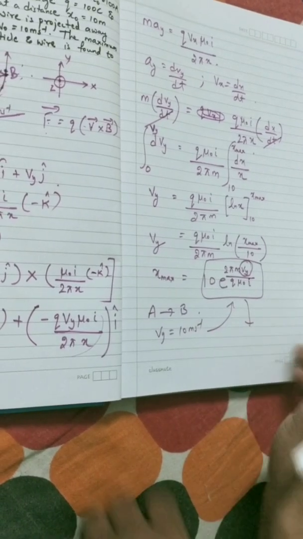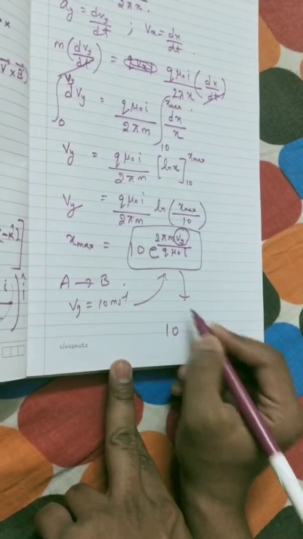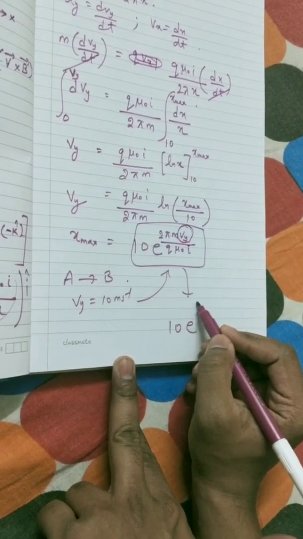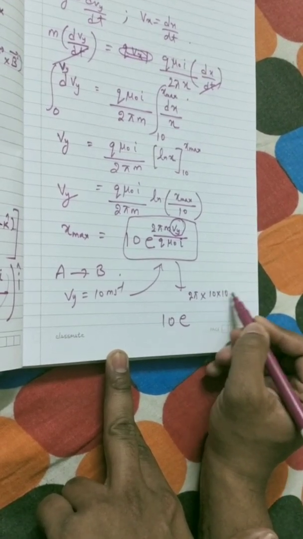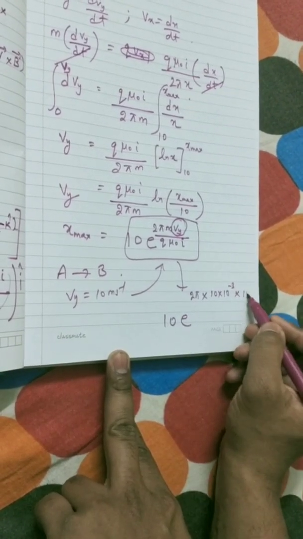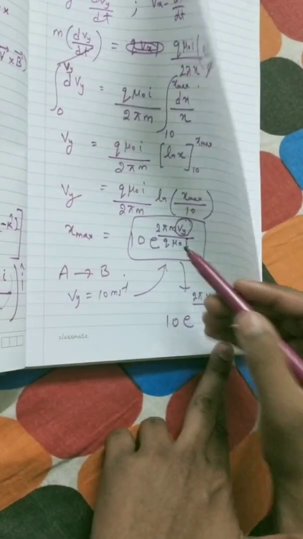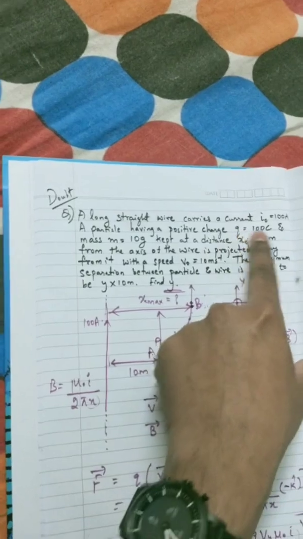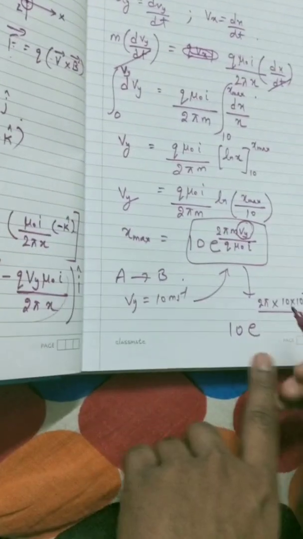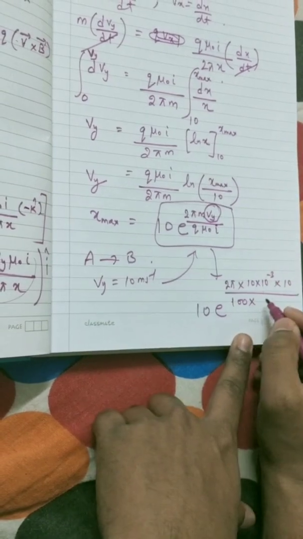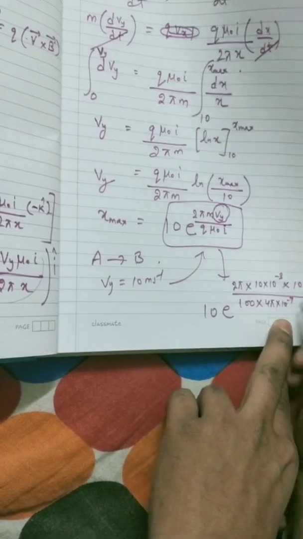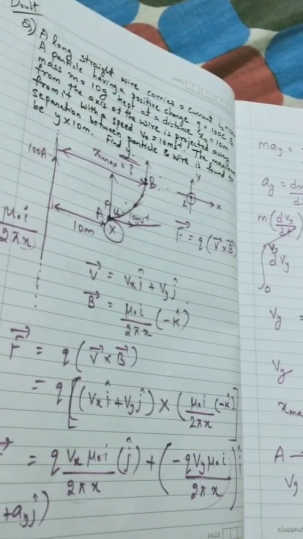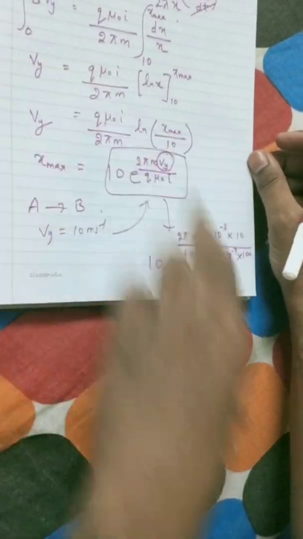Substitute that in this. So we'll get 10 into e to the power 2 pi into mass, which is 10 grams, that is 10 into 10 to the power minus 3, into Vy, which is 10, divided by Q, which is 100 coulombs, so 100 into mu naught, which is 4 pi into 10 to the power minus 7, into I. I is also equal to 100 amperes. Now solve this.